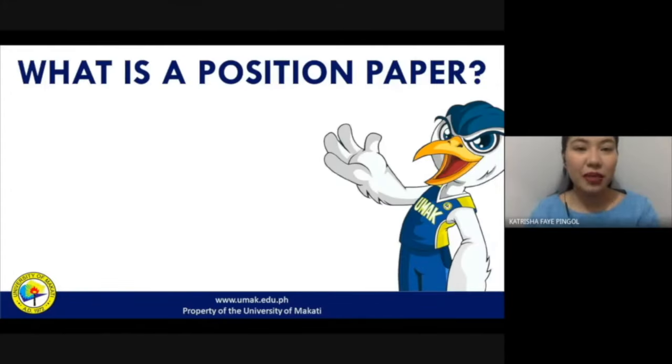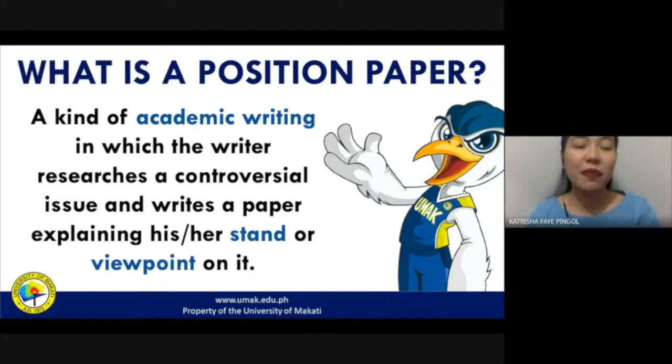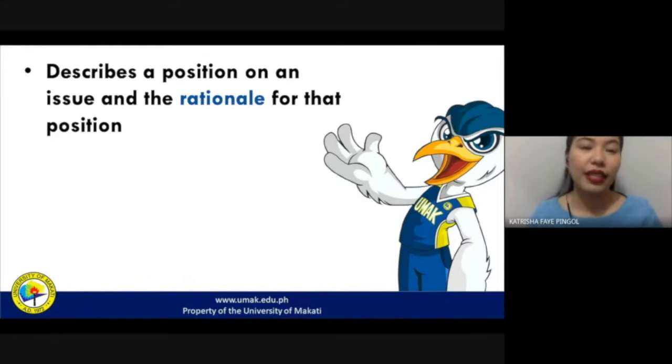Now, what is a position paper? Basically, a position paper is a kind of academic writing in which the writer researches a particular topic, and more often than not, this topic is a controversial issue. The writer would then write a paper explaining his or her stand or viewpoint regarding this particular issue. It is also described as a type of academic paper that describes a position on an issue and the rationale for that particular position.